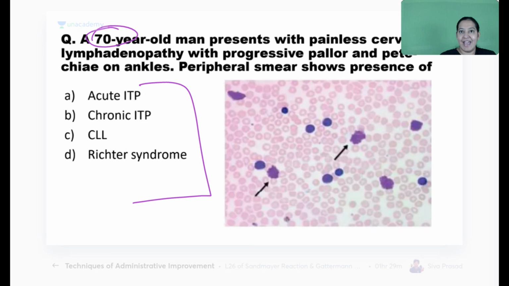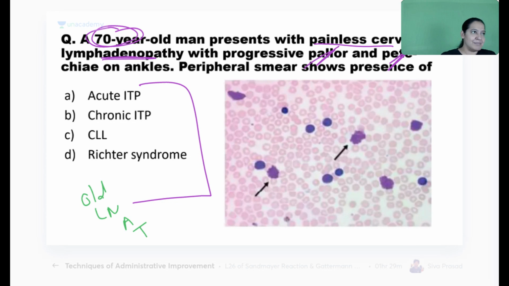A 70-year-old, look at the age. An old man with painless cervical lymphadenopathy. So lymph nodes are enlarged, cervical lymph nodes are enlarged, and it is painless. With progressive pallor, meaning the patient has anemia also, and bleeding, petechiae. So bleeding and anemia with lymphadenopathy, the triad, in old age. The clues in the question: number one, the patient is old. Number two, lymphadenopathy, which is painless. Along with it, anemia and thrombocytopenia.